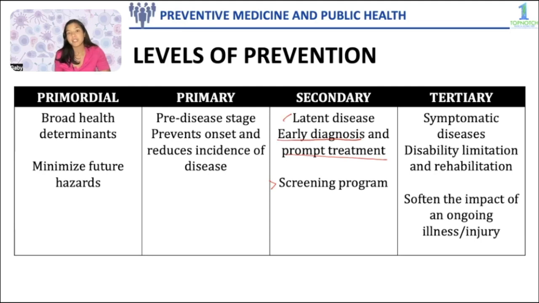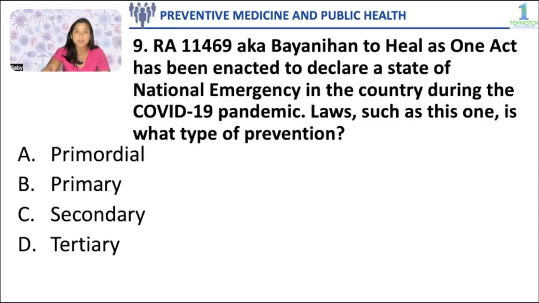Tertiary naman are for patients who already have symptomatic diseases, and our goal at this point is disability limitation and rehabilitation. So the disease has already happened. Either it was a late diagnosis or late treatment, and they're very symptomatic. We are just trying to rehabilitate them and limit the worsening of their disability. So the goal here is to soften the impact of an ongoing illness or injury.